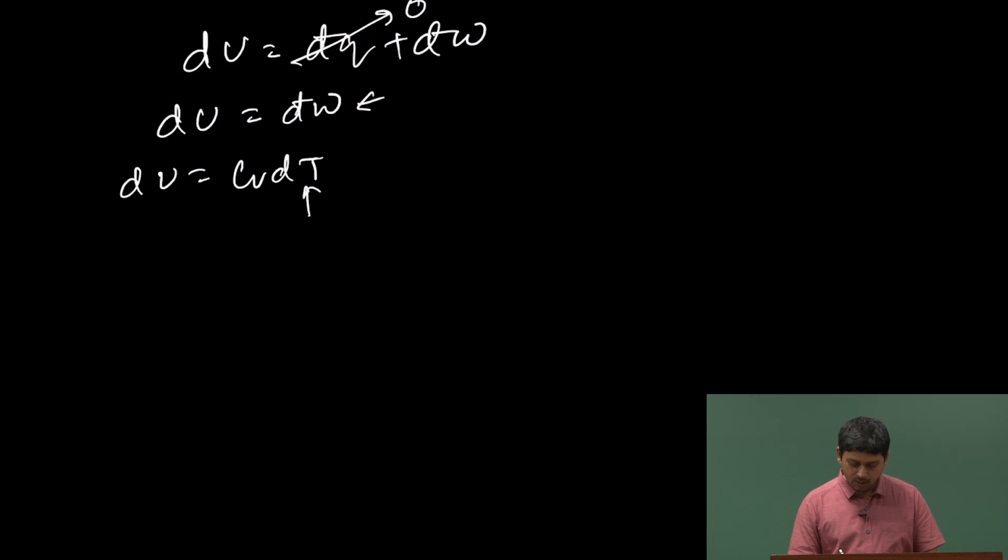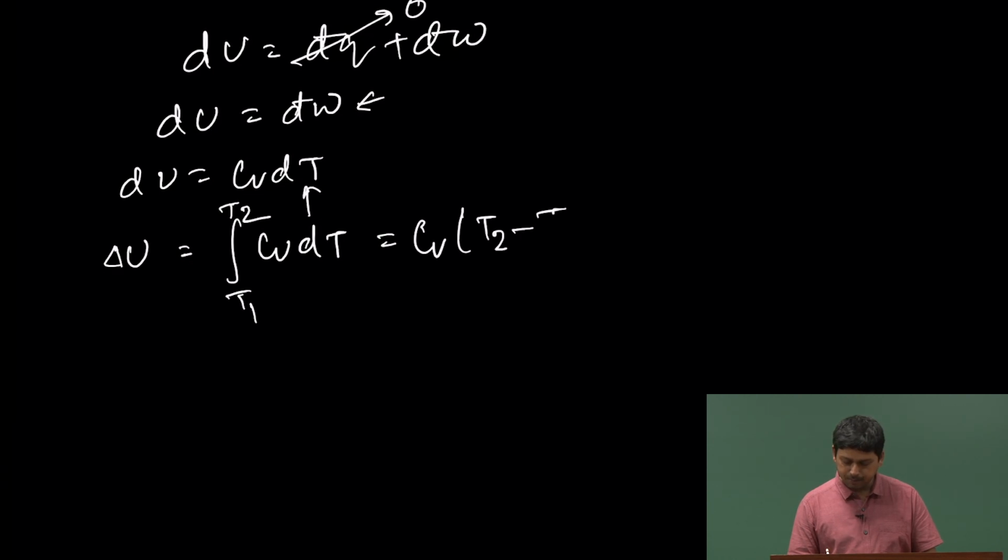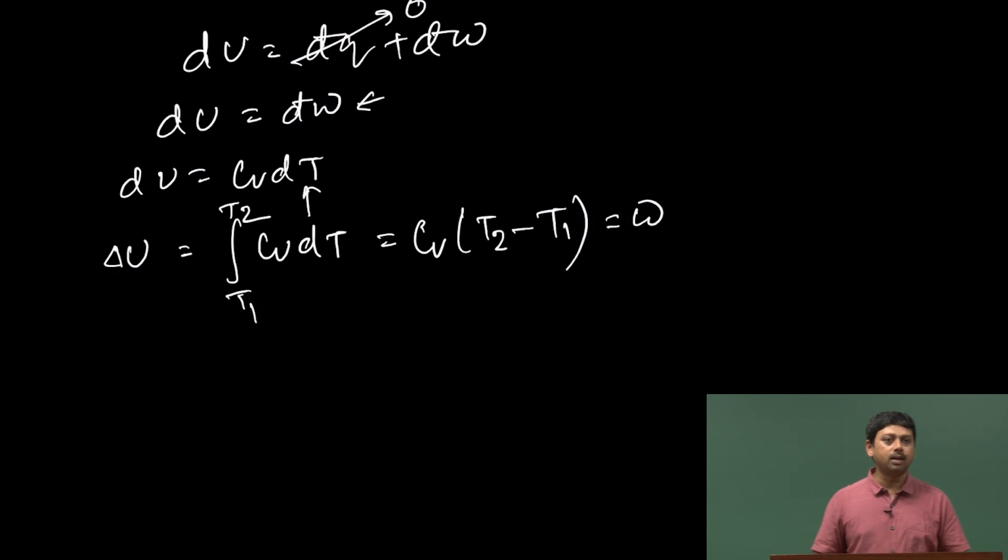So, in that case total change in U will be integration of Cv dT from T1 to T2, giving us Cv (T2 minus T1). And since this is the amount of work done, the work done in adiabatic case is nothing but Cv (T2 minus T1). That is when you write the work in terms of temperature. However, if you want to write that work in terms of pressure and volume, you are going to do a little bit more work, okay? And that is what we are going to do now.